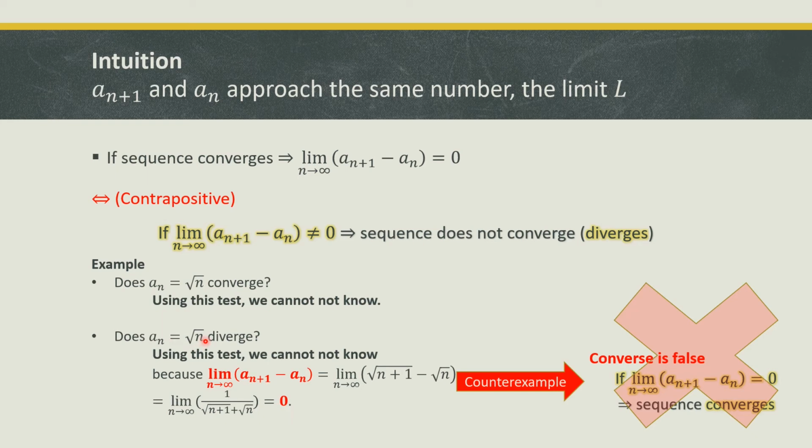this sequence actually diverges. So from this test, if this quantity here equals 0, we cannot say anything. But if it does not equal 0, we can say that it diverges.